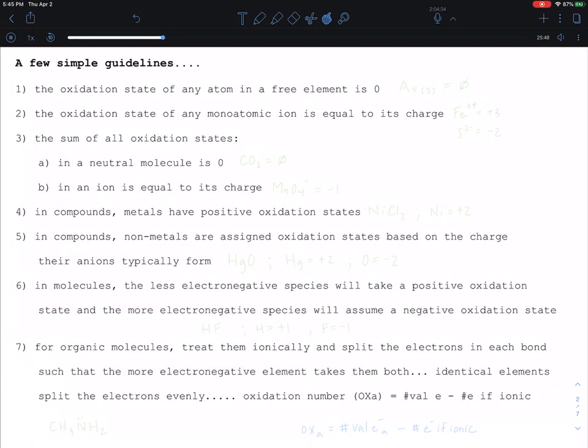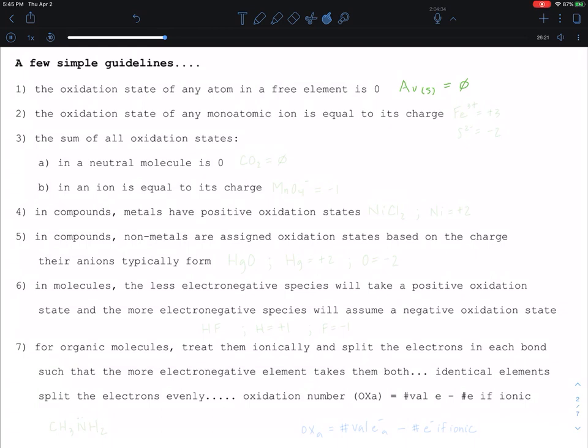The first one is pretty simple. The oxidation state of any atom in a free element is zero. What am I talking about? Well, remember up there where I was saying copper, plain old solid copper? The oxidation state is zero. You could say gold, for example, plain old solid gold. The oxidation state for that is zero. There's no charge on that species. The oxidation state of any atom in its free element is zero.